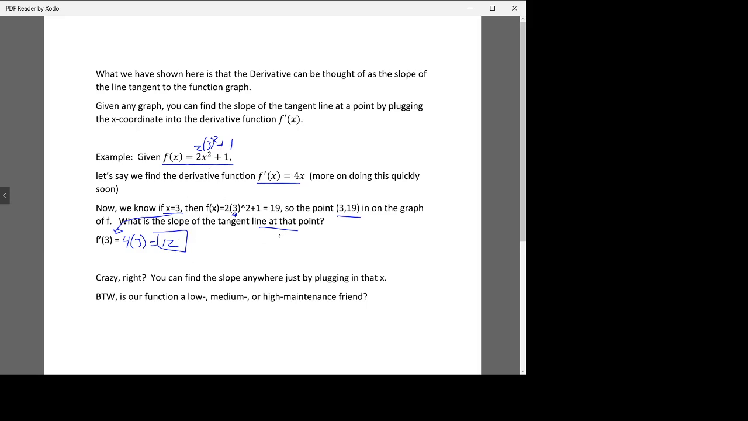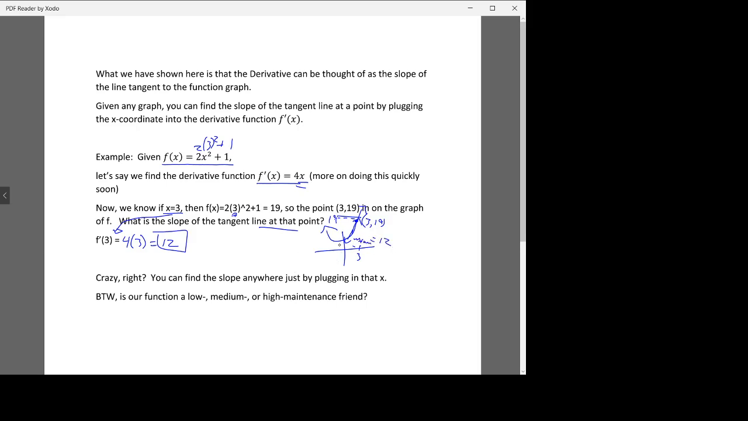So it's just very powerful. And then this guy here looked something like this steep guy. And we said, oh, at 3, you can find the point 19 is on the graph, so that's 3 comma 19. It was hard to find the 19, right? Plug it into that. 9 times 2, 18 plus 1. But then the slope of the tangent line, if you're given any slope is 4x, you just plug it in. 4 times 3, 12, done. So the slope of that line is 12.